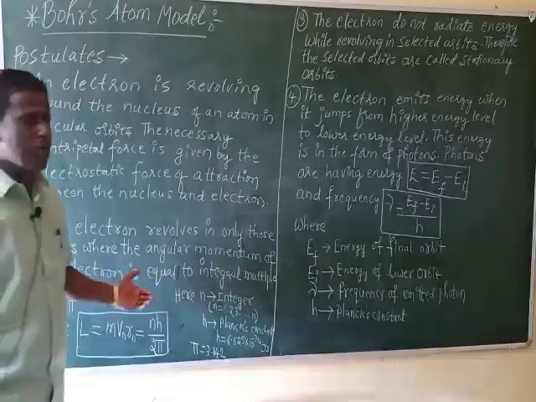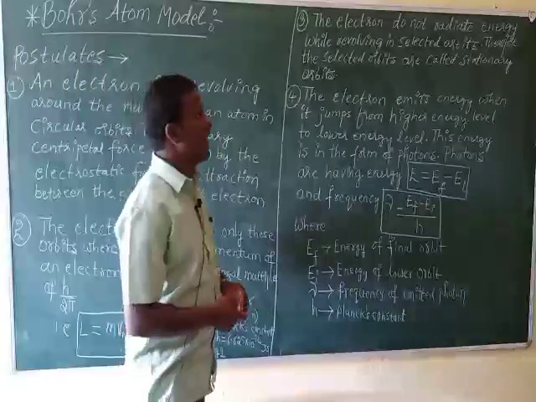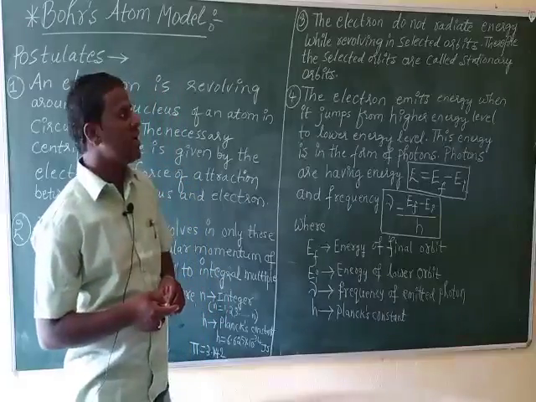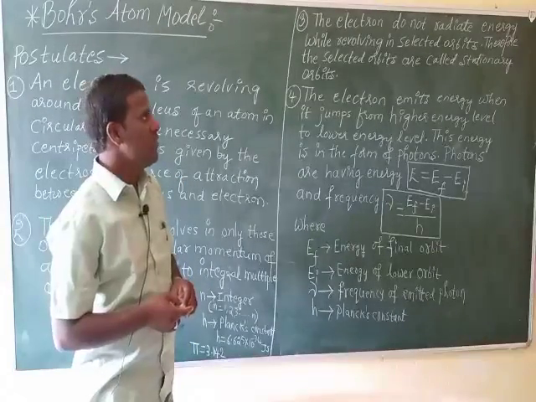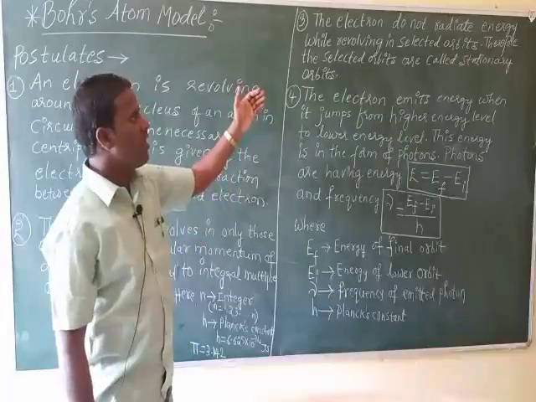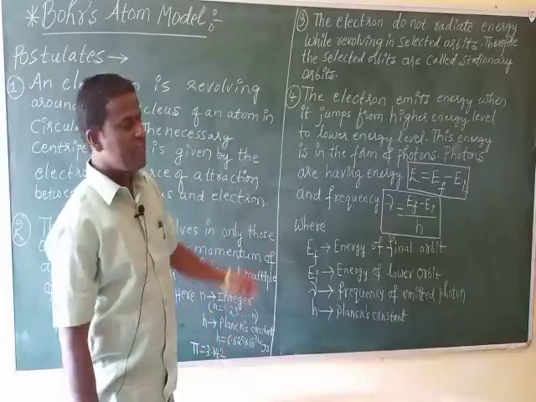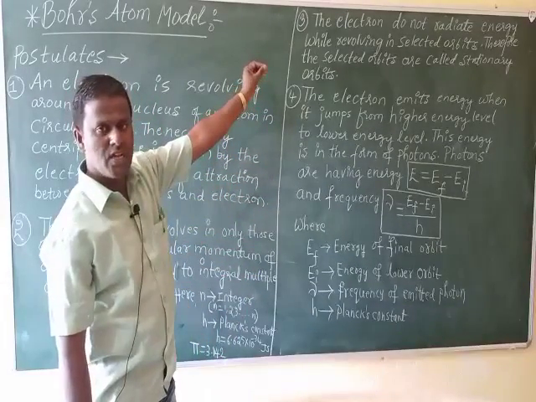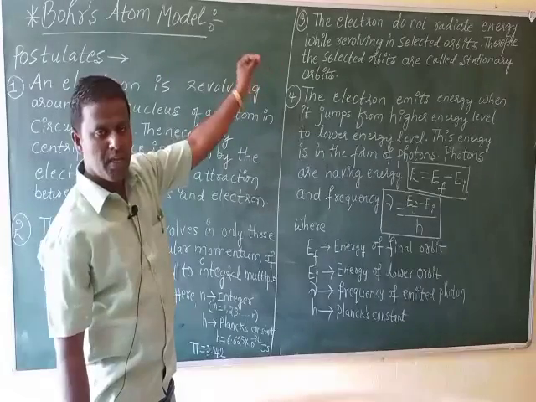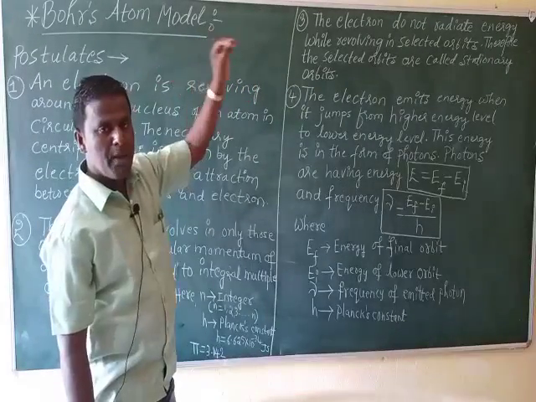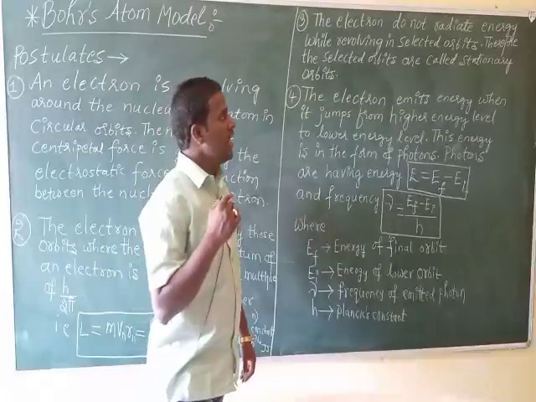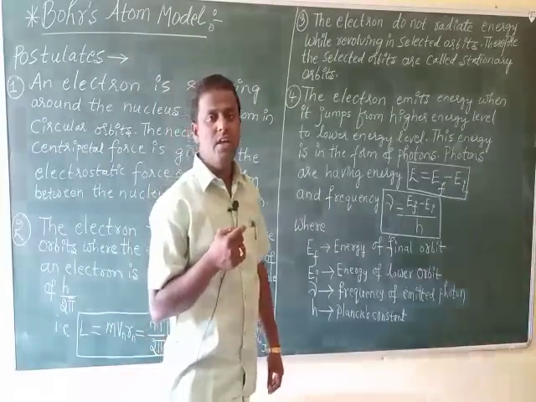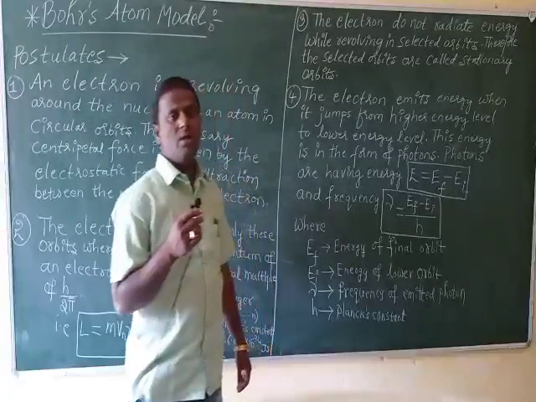Right? This is the second postulate. Third postulate: the electron does not radiate energy while revolving in selected orbits. Therefore, the selected orbits are called stationary orbits. This is the main modification given by Bohr compared to Rutherford's atom model. In Rutherford's atom model, electrons radiate energy while revolving in circular orbits.